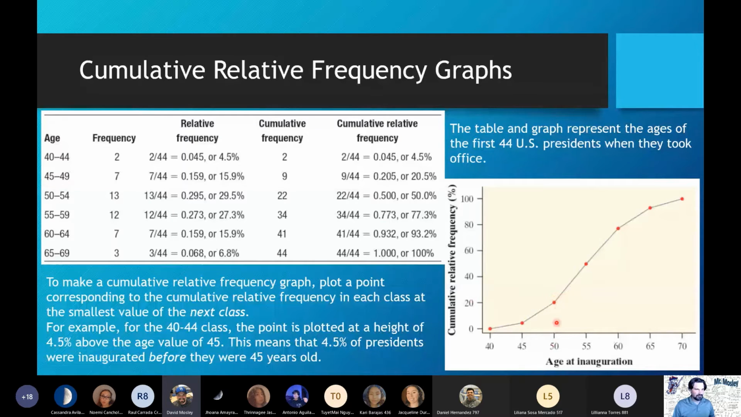At 50, 20.5% of my values are less than 50. Right, the point that's at 55, right, 50% of my values are less than 55. Okay, so that means if the president was 55 when they took office, they are in the 50th percentile because 50% of the presidents were younger than 55 or less than 55 years of age.